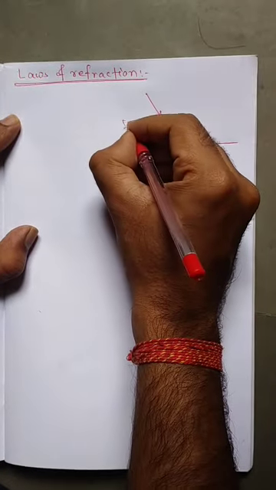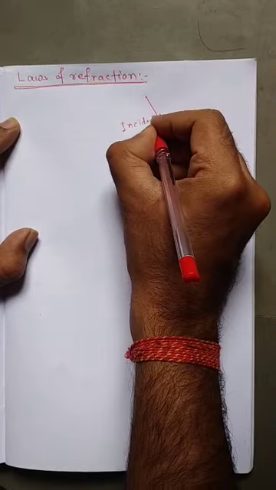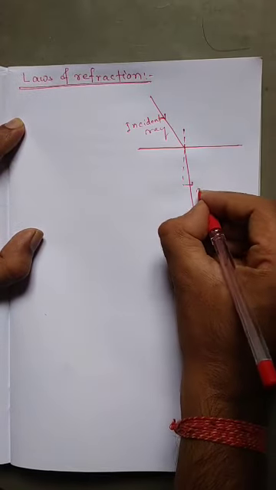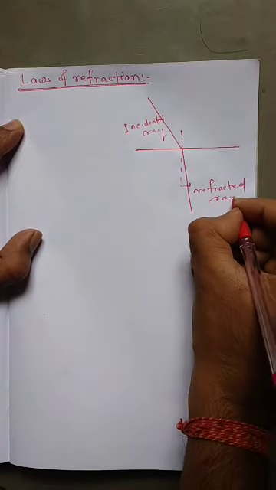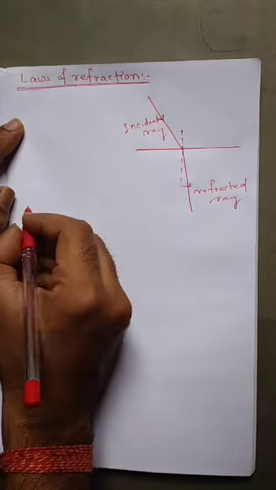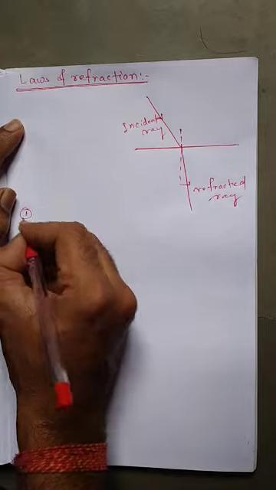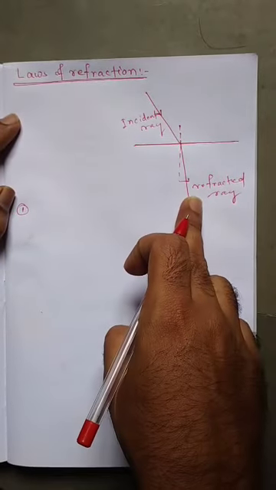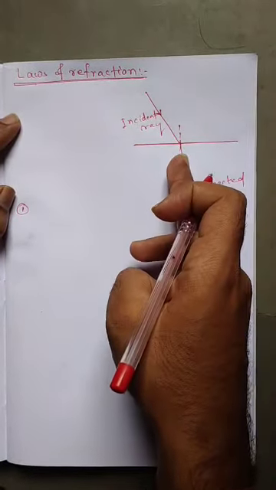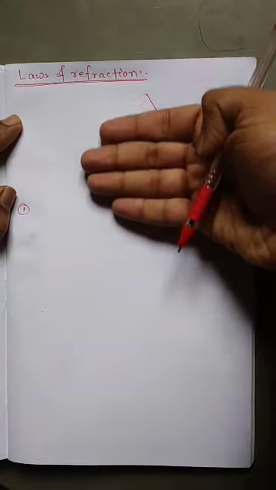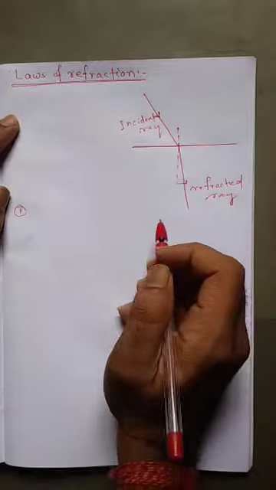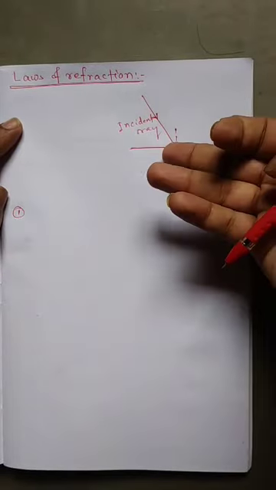So this is the incident ray. As you know, this is the refracted ray. And this is the normal. Then what does the first law tell? The first law tells that the incident ray, the refracted ray and the normal to the interface all lie in the same plane, and that plane is perpendicular to the interface.